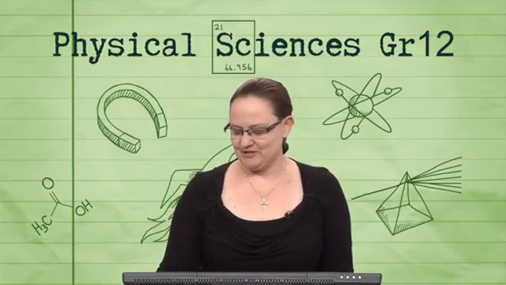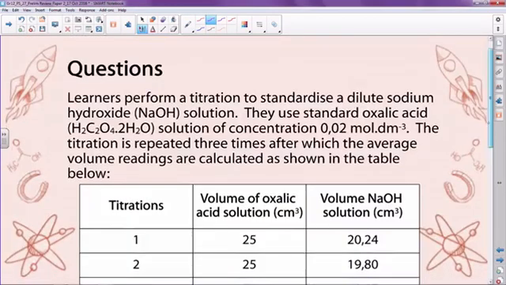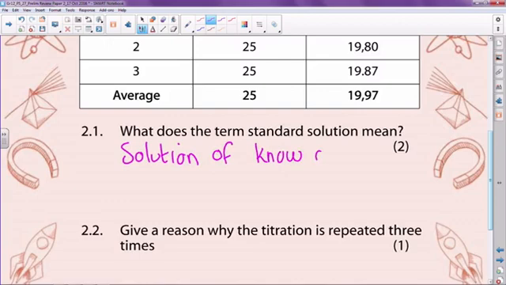Okay, I really hope you finished grade 12s. These were the easy ones. So, the first question here was, what does the term standard solution mean? This is a definition, okay? So, it's a solution of known concentration, okay? That's the important thing. And in order to do a titration, you have to know the concentration of at least one.